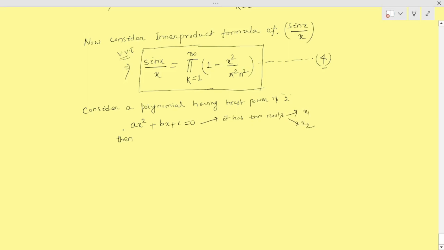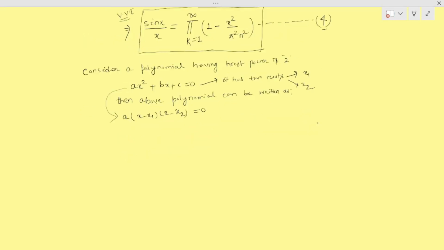Okay, 2 roots. Suppose one root is x1 and another one is x2. Then, if x1 and x2 are the 2 roots, the above polynomial can be written as a into x minus x1 into x minus x2 equal to 0, right? Now consider another polynomial.